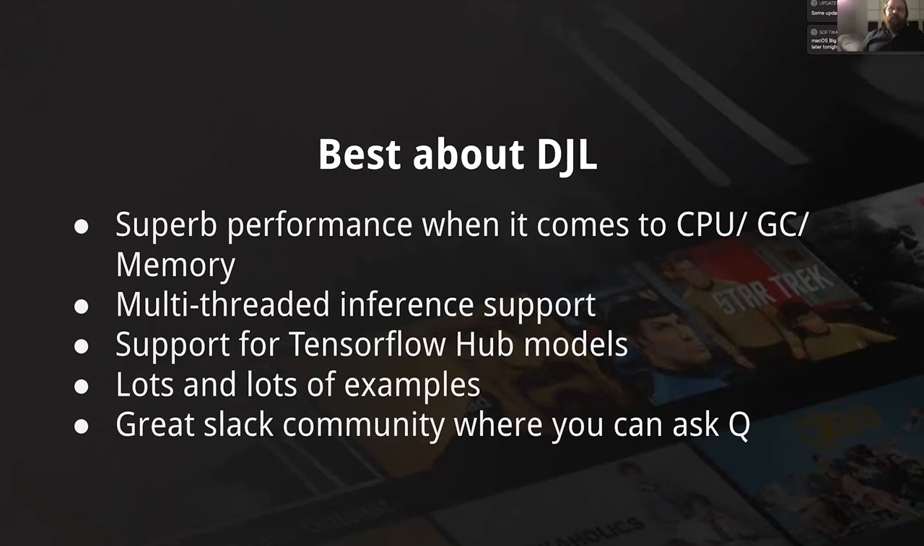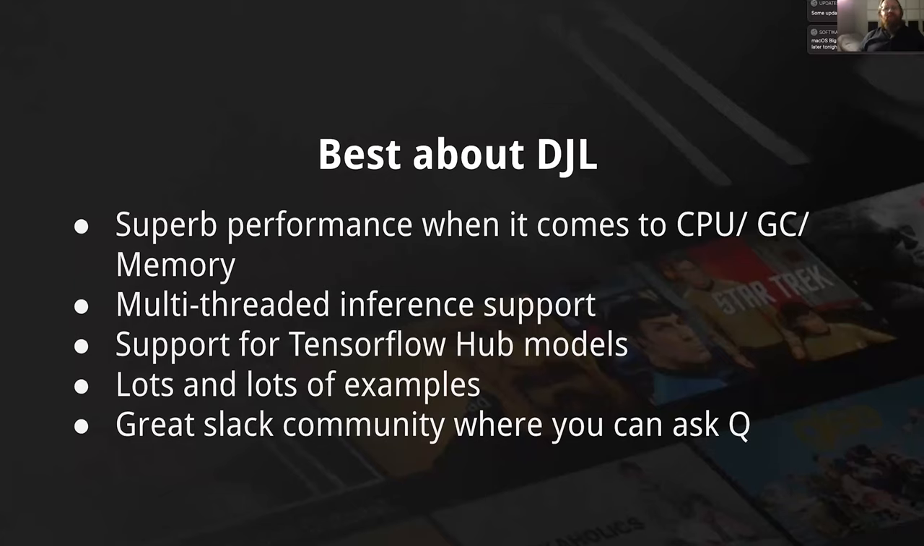Support for pre-trained models is amazing because you can just download something from TensorFlow Hub or from PyTorch models or MXNet models or, for example, from the Transformers Python project, and you can quickly load it into DGL, write a few Java classes to massage your data for the input and process the output, and you can try out a model, measure its performance and see how you can use it in JVM. DGL has a great Slack community, so you can join Slack and ask questions. This is how I got started.